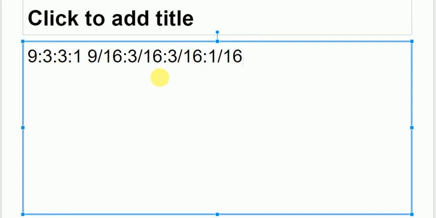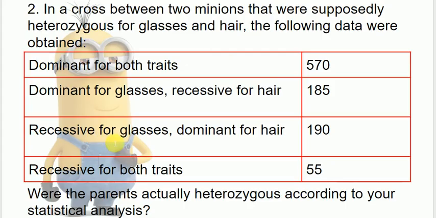Okay, so now that we have our phenotypic ratios, and we know out of 16 offspring how many we expect to see, we now need to see how many we should expect for our total in our experiment. So you go back to your problem here, and you take a look at the totals that you have for each and every trait, or each and every category. And we're going to have 570 that are dominant for both traits, 185 dominant for glasses, recessive for hair, 190 that are recessive for glasses and dominant for hair, and then 55 that are recessive for both traits.